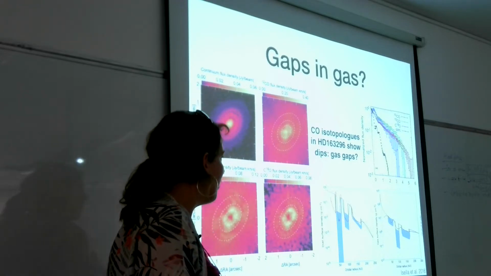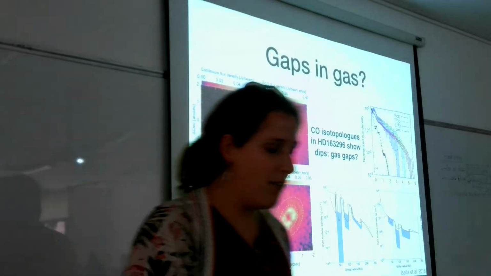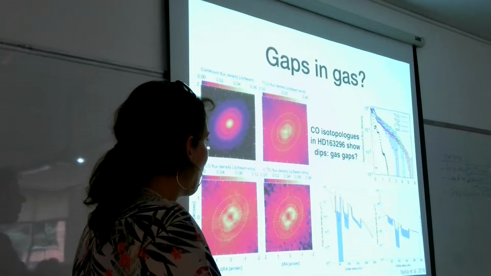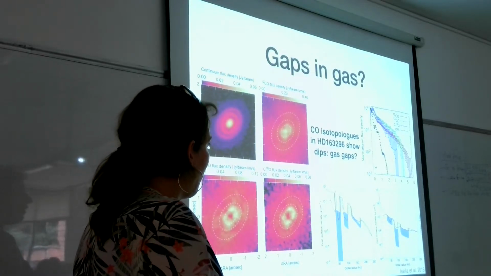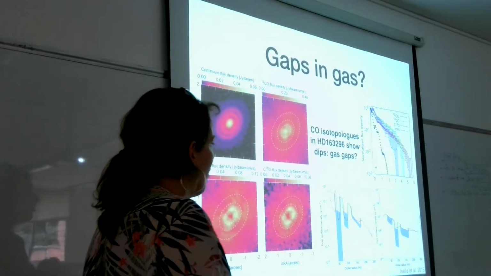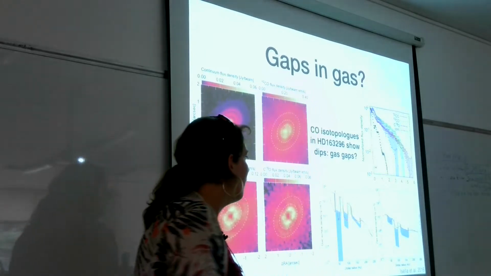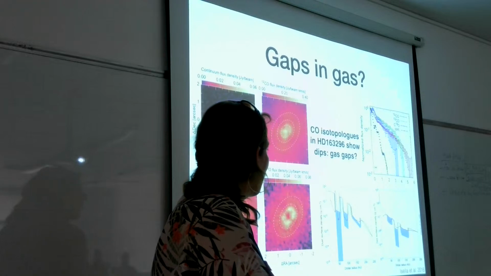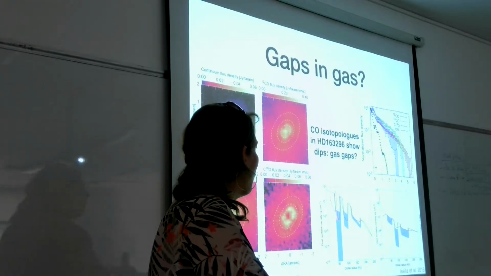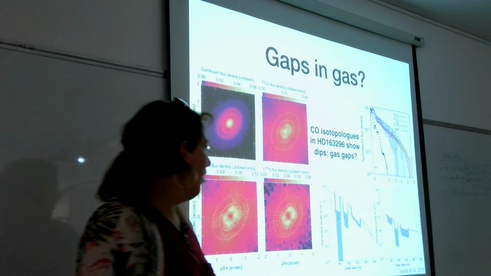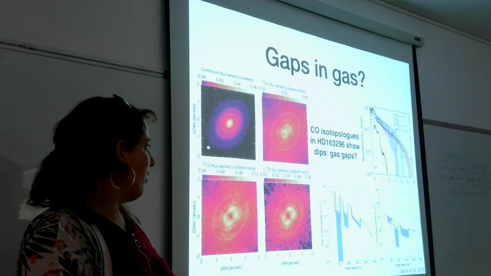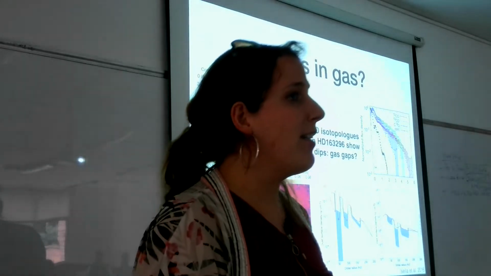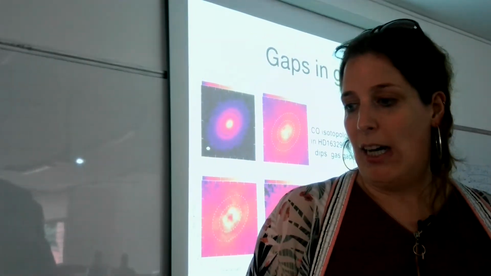So they tried to quantify that with a rather simple model. And they said, well, there are gaps present, but these gaps are maybe one order of magnitude, like a factor of 10 deep in gas surface density. In the dust, they may be quite big. In the gas, they were sort of a factor of 5 up to 10 deep. So definitely not as deep as what we've seen in transition disks.